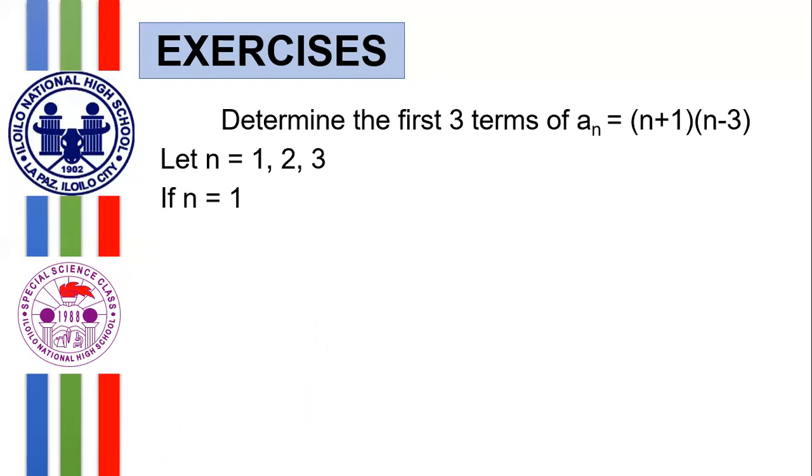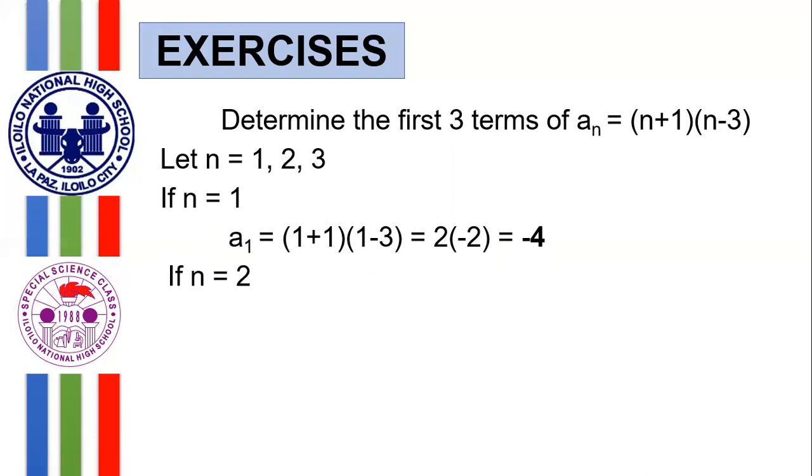Let's have first n equals 1. If n is 1, replacing all n's by 1, you have a sub 1 equals 1 plus 1 times the quantity 1 minus 3. 1 plus 1 is 2. 1 minus 3 is negative 2. And 2 times negative 2 is negative 4, which is your first term.